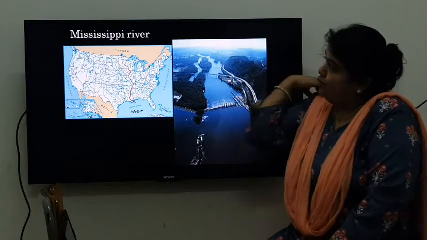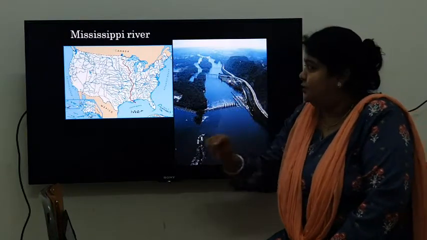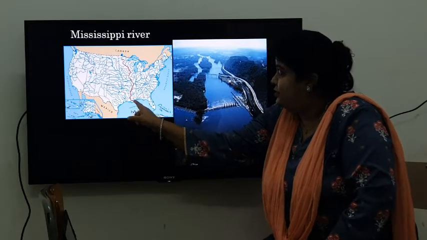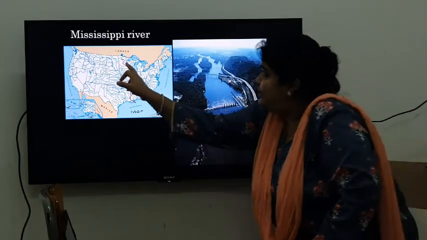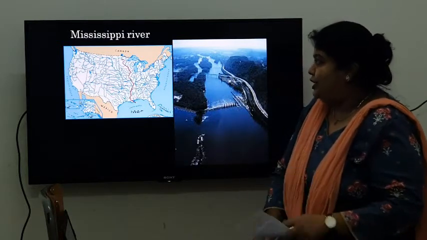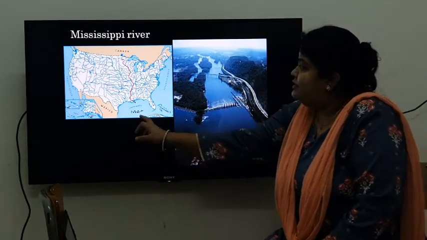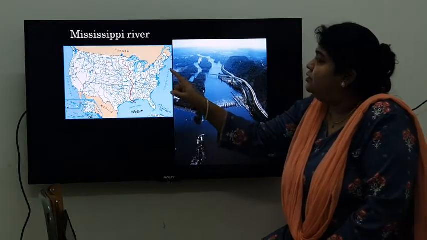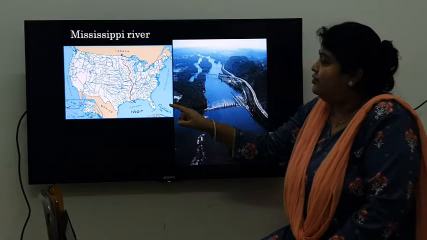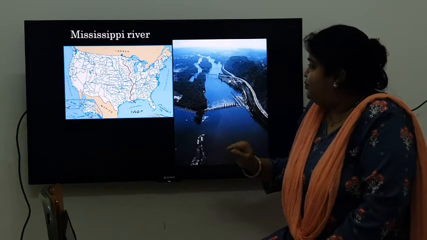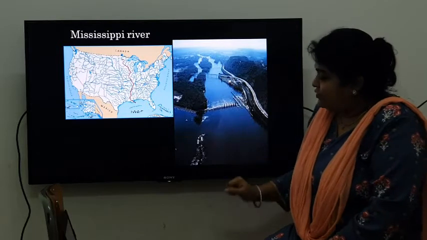The very first important river is River Mississippi. Now, if you see, the red line is the location of River Mississippi. River Mississippi originates in Itasca Lake, which is near the boundary of Canada and USA. Its mouth is in the Gulf of Mexico, and this is a voluminous river, and it is the only river which is entirely flowing in the USA. This is the image of River Mississippi.